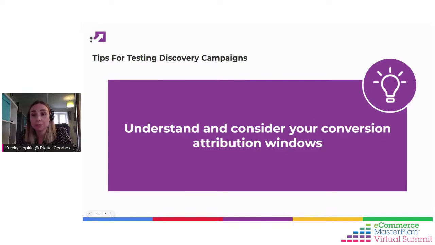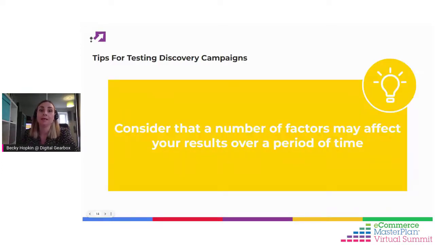Understand your attribution window. So if you've got a longer lead time, do factor this in. Don't just assume it's not working. Give your data enough time to collect. And consider that a number of factors affect your results over a period of time. So don't just test it once, test it a couple of times at different times of the year.